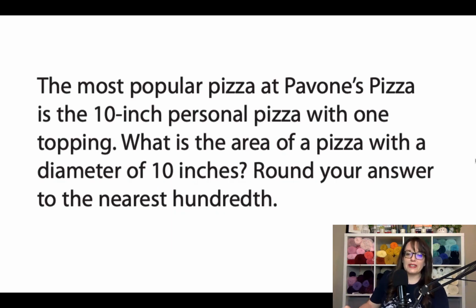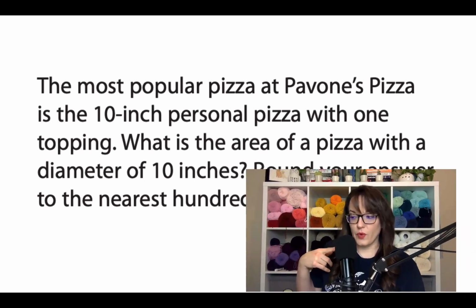All right, here's another one. The most popular pizza at Pavone's Pizza is the 10-inch personal pizza with 1 topping. What is the area of a pizza with a diameter of 10 inches? All right. So the answer is 78.5. You have to do 5, because that's the radius. 5 times 5, then times 3.14.